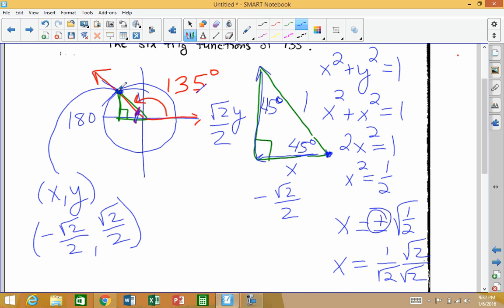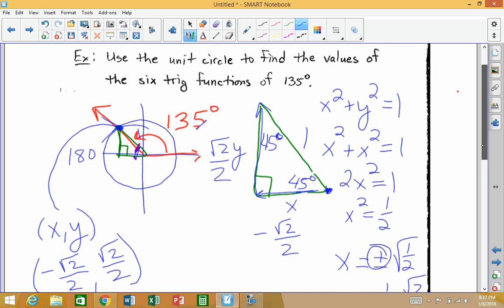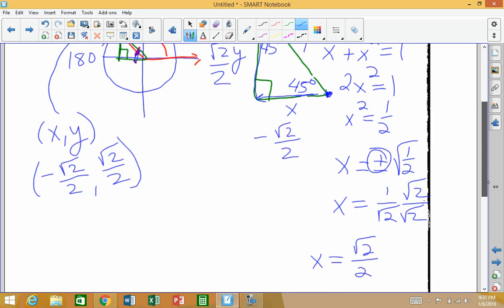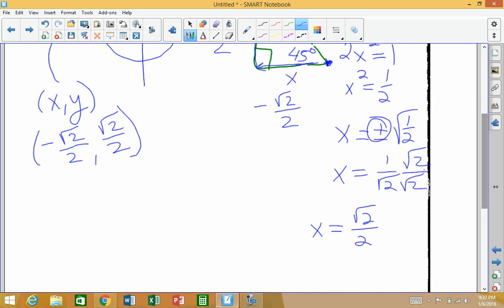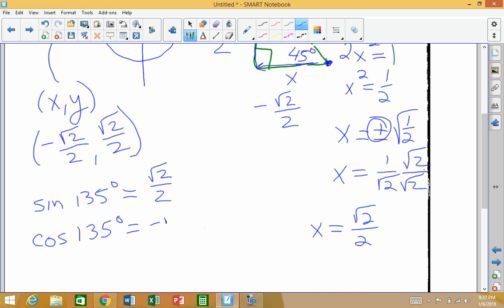So now that we know that, we now know the cosine and we now know the sine of these. Now we need all 6, so let's go ahead and say the sine of 135 degrees. Well, that's going to be the y value, the square root of 2 over 2. The cosine of 135 degrees, that's the x, that's negative square root of 2 over 2.